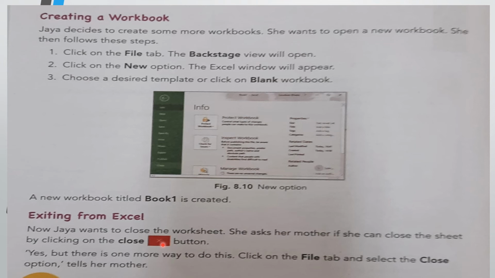You will click on it, and if your file is saved, it will be closed. If your file is not saved, it will ask you, do you want to save, or you don't want to save. If you want to save, you click on it, save your file, then your window will close and you will come out on desktop. Next way is you click on File tab and select Close option from the list, and you will come out from the Excel.